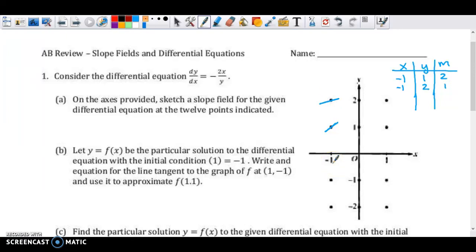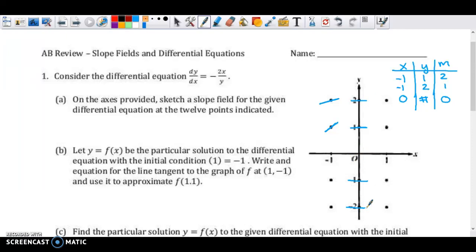So let's look at some other values. I love dealing with zeros because normally you're going to get either a zero slope or undefined, and those are easy to draw. So let's look at when x is 0. Well, when x is 0, it doesn't matter what y is, we're going to get a slope of 0, regardless of what y is. So this is my favorite part, drawing a bunch of these. It's kind of satisfying to fill out all those different spaces.